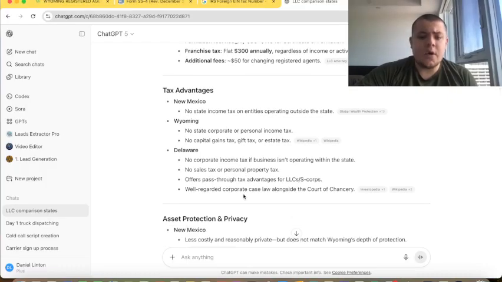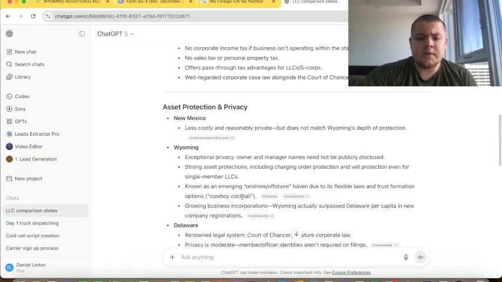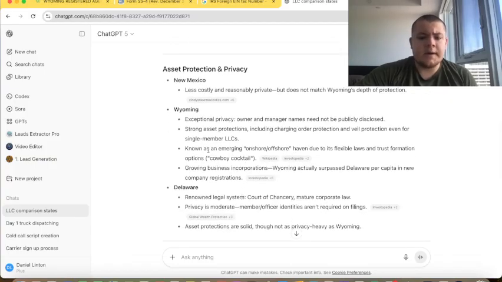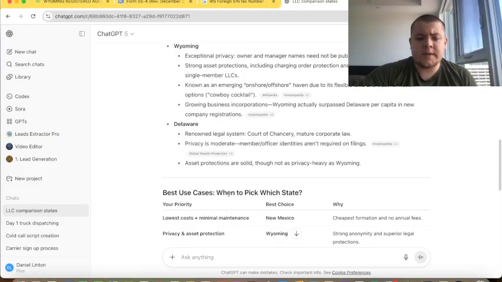Delaware, no corporate income tax if business isn't operating within the state, so that would apply. No sales tax or personal property tax. Offers pass-through tax advantages for LLCs or S Corps. Well-regarded corporate case law alongside the Court of Chancery. I don't know what that means. It doesn't really matter. Here are some more benefits. I'm not going to read this out to you guys.